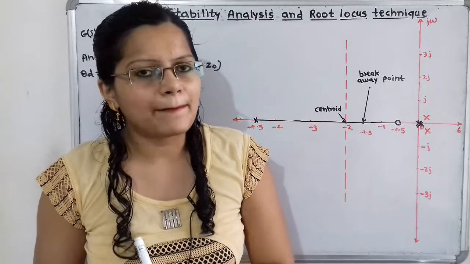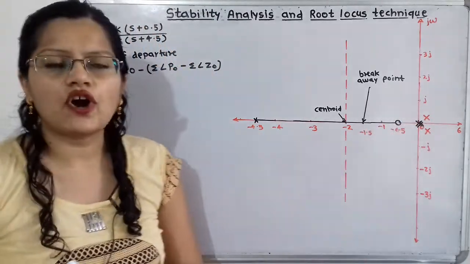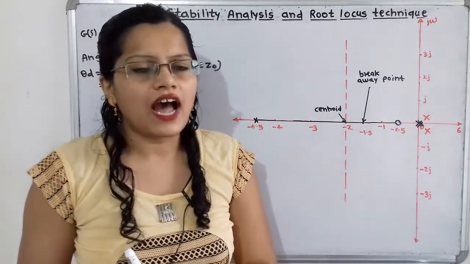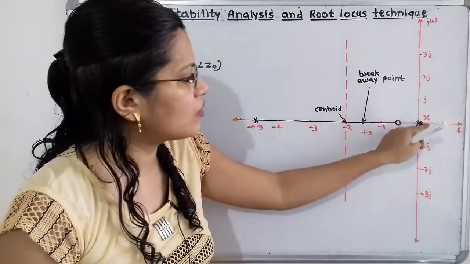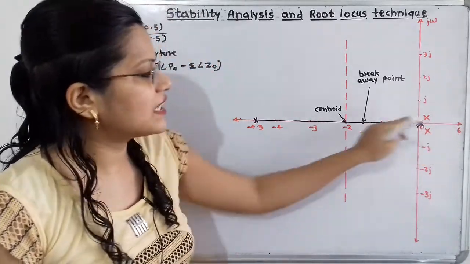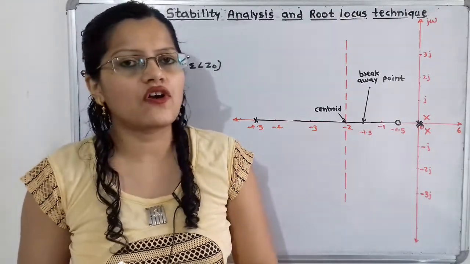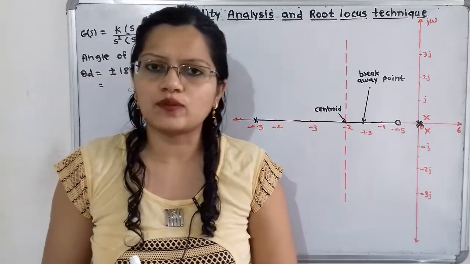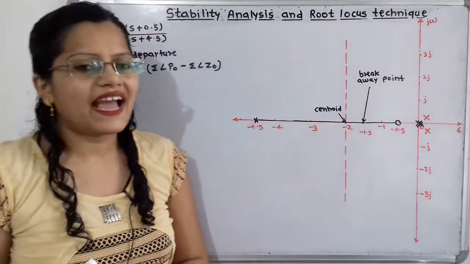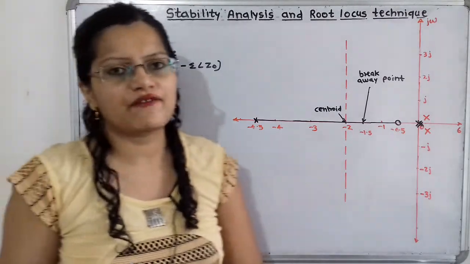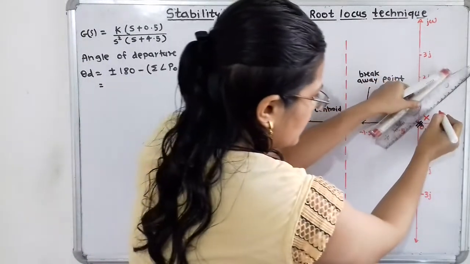Now we will apply the condition. For these two poles, if we observe, these two poles are symmetric about the real axis, that is, the upper portion and lower portion about this real axis are the same. Now we can apply the rules for angle of departure. So what is the formula for the calculation of angle of departure? For that we have to select one pole as a reference pole. So I will select this pole as the reference pole.